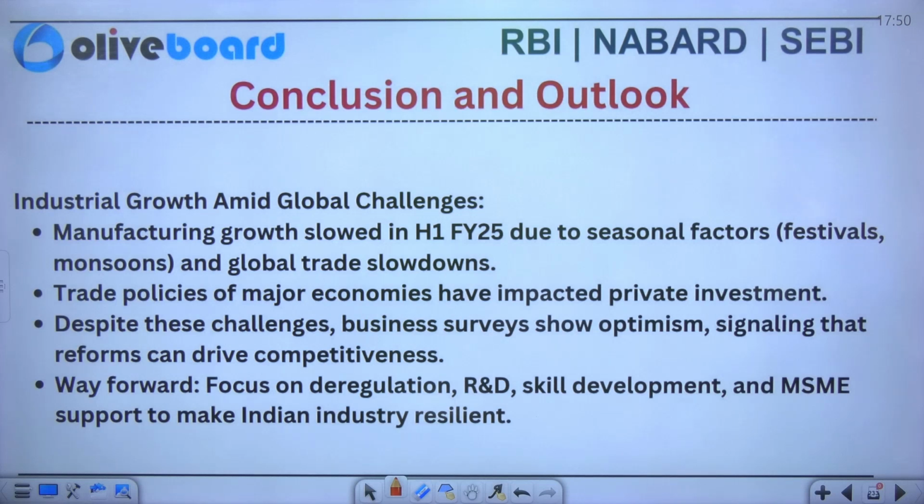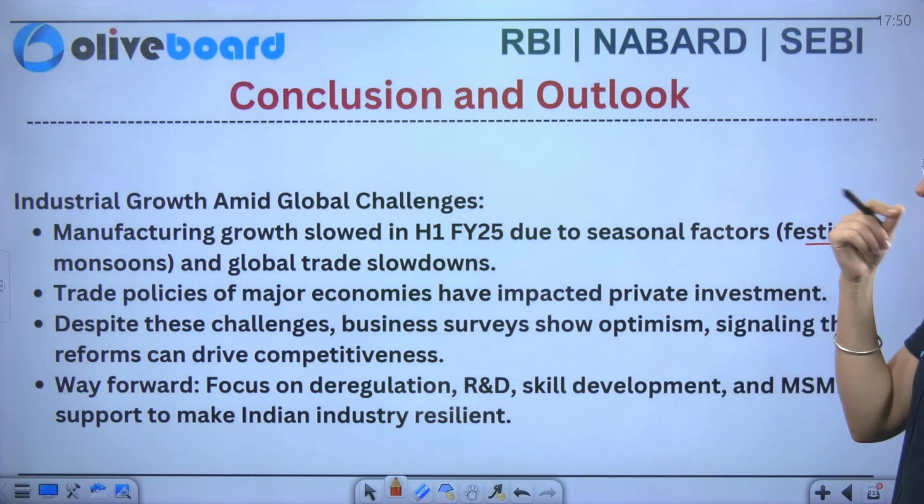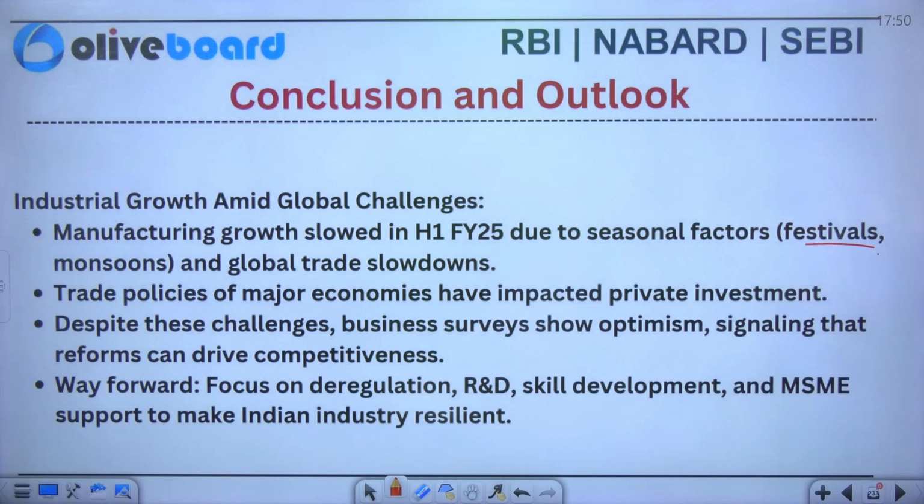So you can see that manufacturing growth slowed in the financial year 2025 due to seasonal factors, which we said include festivals, and global trade that is also getting impacted. Monsoon is also there. Trade policies of major economies have impacted private investment. Despite these challenges, business surveys show optimism, signaling that reforms can drive more competitiveness.